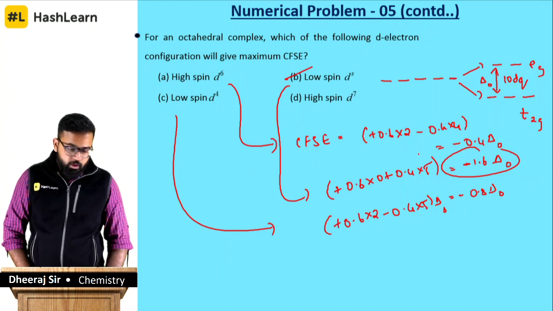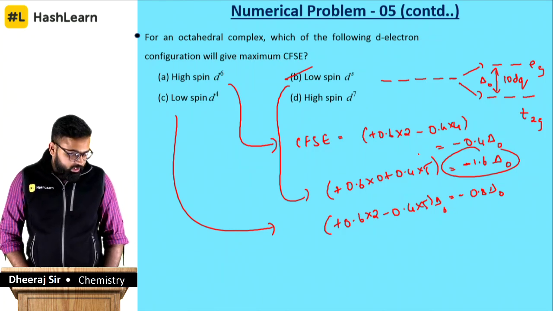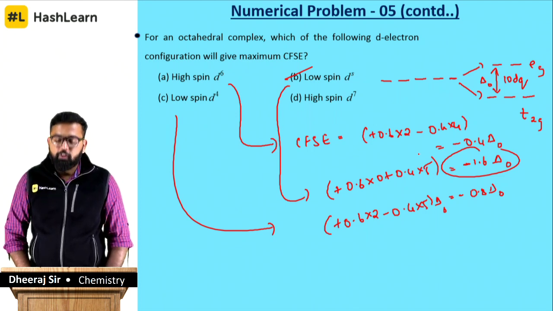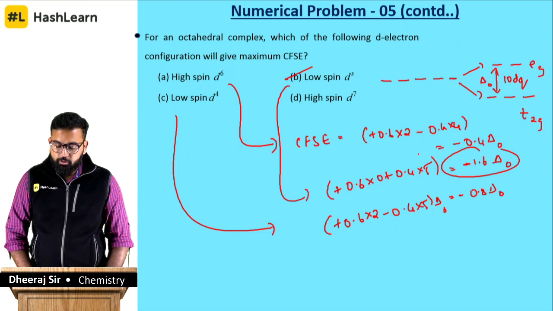So option B. Sakshi says it's A, Pooja says it's C. But guys, hope you have understood, it depends on the electronic distribution.